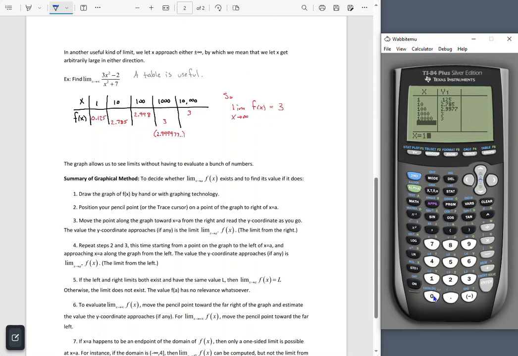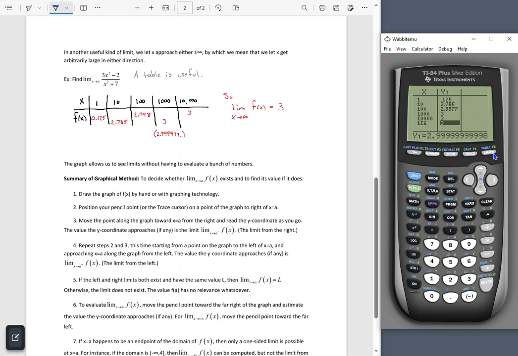Wait, what's going on? Did I do it right? It looks like I went from 0.125 to 2.78 to 2.99, and then this just says 3. Let's take a look. You could actually use this. Look at that. So quickly, our limit is seen. It's very easily seen as 3. So as x goes to infinity, we know that this function is going to settle on 3.